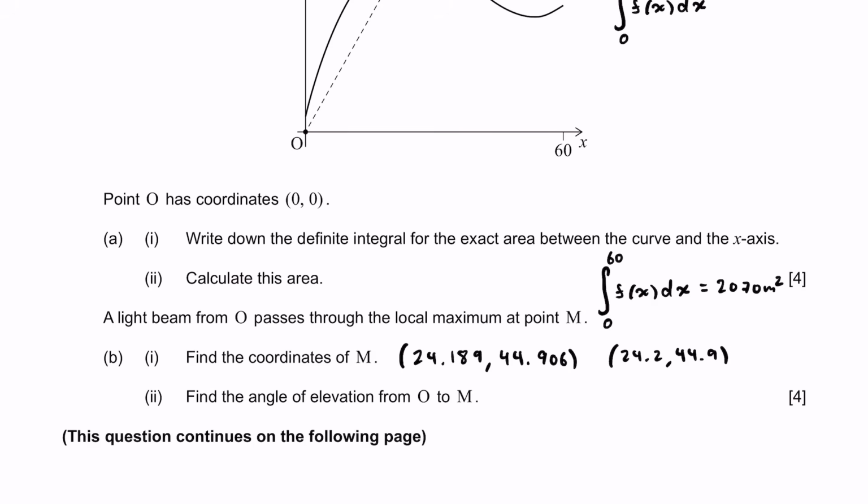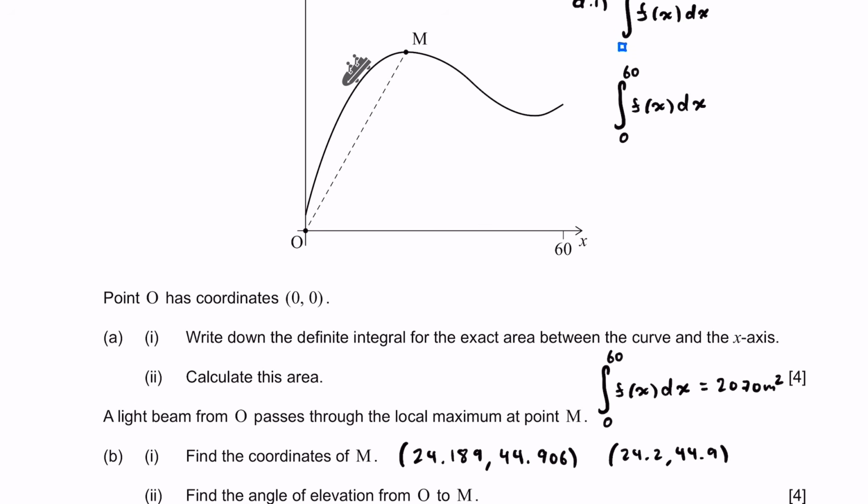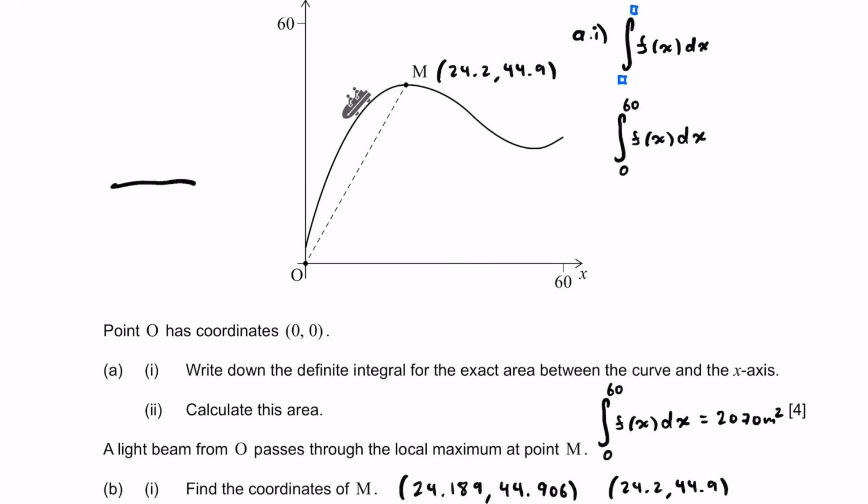Part 2 of B, we're asked to find the angle of elevation from O to M. Okay. So we know the coordinates of this point. I'm actually going to copy and bring them up. So these are our coordinates of M. And now we want to find the angle of elevation. So remember, angle of elevation is the angle that we sweep up from the horizon. So starting from the horizon, what is the angle that we need to sweep through in order to set off and reach some point? So in this case, we want to find this theta value right here.